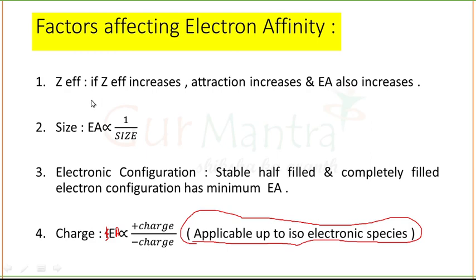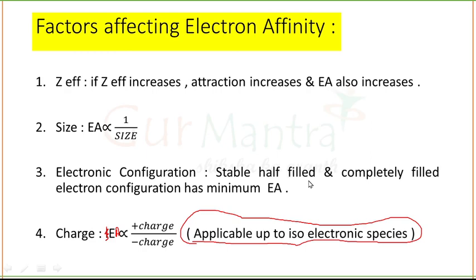Second point is size. Electron affinity and size have an inverse relationship. Means if you increase the size, electron affinity will decrease, or vice versa. Electronic configuration, this point is very important. Stable half-filled and completely filled electronic configurations have minimum electron affinity, because you know it very well, these are the stable conditions.